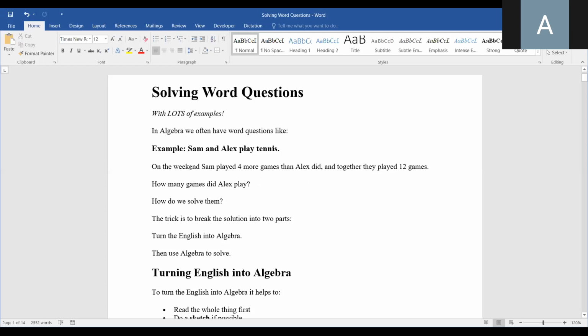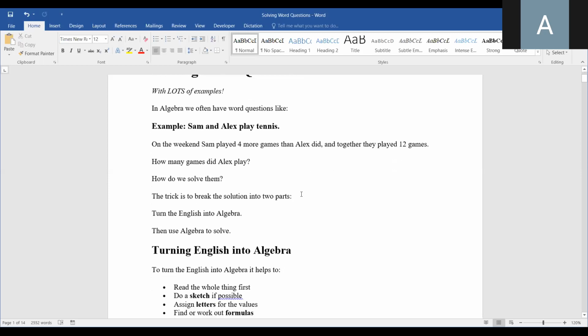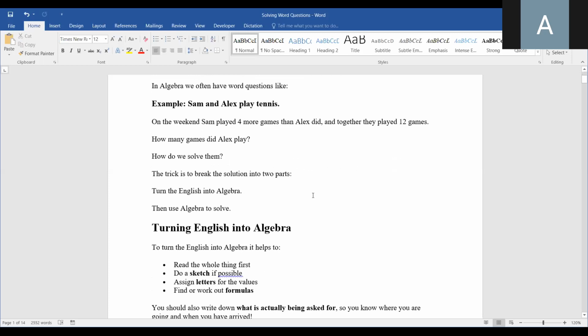So what we have here is the first question you ask: what is the answer that they're looking for? They're looking for a number of games. So you want an answer. You either play a game or you don't. So it's going to be an integer. So what you want to know is, what is the relationship between the idea that Sam played 4 more games than Alex and together they played 12? Well, we have to break it down and turn this English into some algebra.